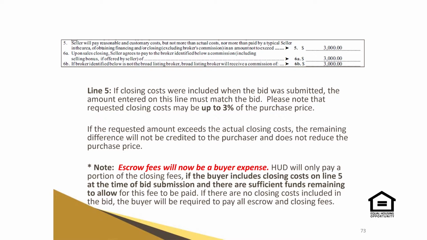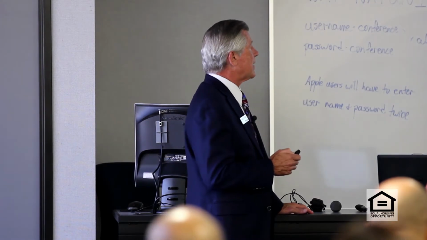Line 5, if closing costs were included when the bid was submitted, the amount entered on this line must match the bid. Please note the requested closing cost may be up to 3% of the purchase price. If the requested amount exceeds the actual cost, the remaining difference will not be credited to the purchaser and does not reduce the purchase price. Note, escrow fees will now be a buyer's expense. HUD will only pay a portion of the closing fees if the buyer includes closing costs on line 5 at the time of bid submission and there are sufficient funds remaining to allow for this fee to be paid. If there are no closing costs included in the bid, the buyer will be required to pay all the escrow and closing fees.